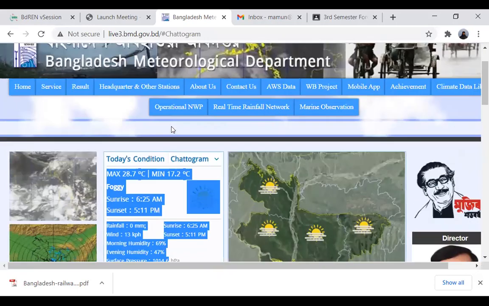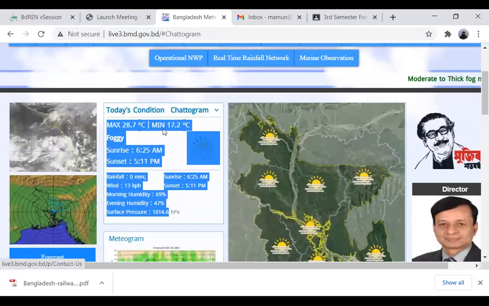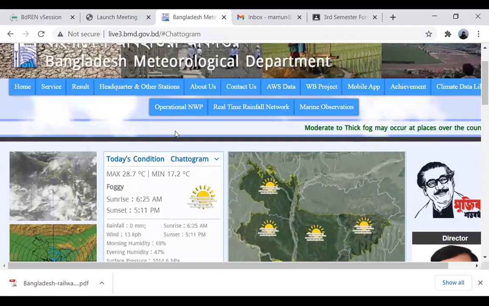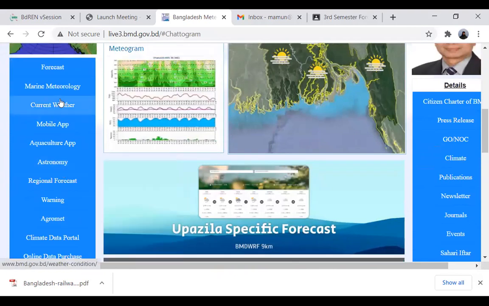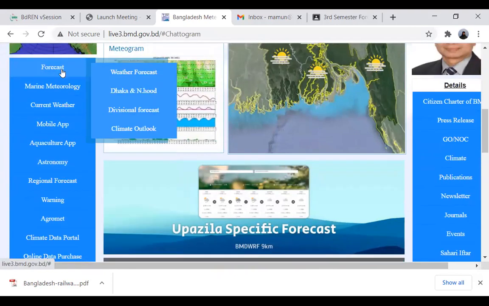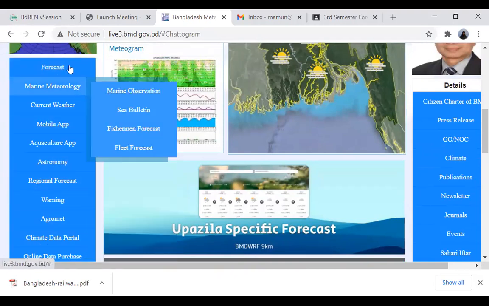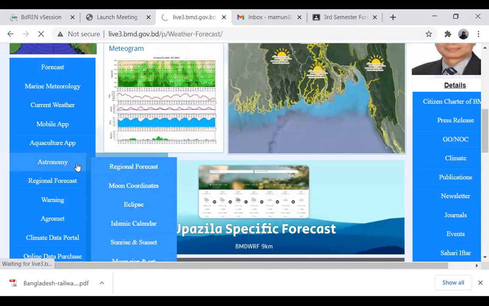Now the question is, what other information can also be found from this organization's website? If you see the left portion, here are many important things: forecast, marine meteorology, current weather, so many different things. For example, I'm going to see the weather forecast. Let's see what is there.